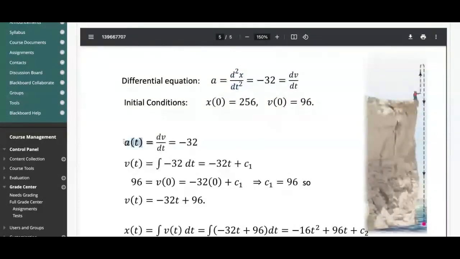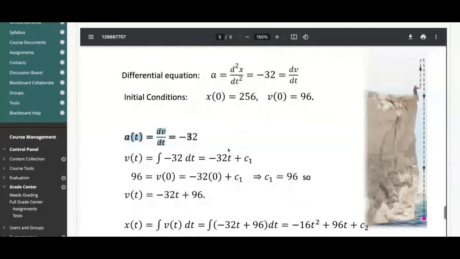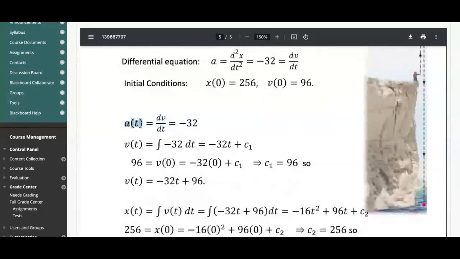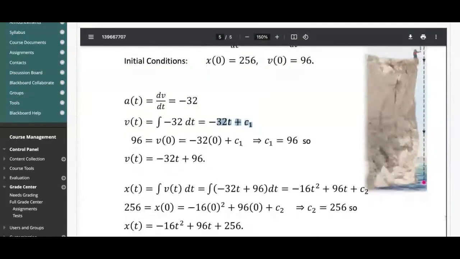So similar to the first example, right? We integrate a of t, we get v of t. We integrate negative 32, we get negative 32t plus a constant. Then we use the initial condition of v of 0 equals 96 to solve for the constant. The constant is 96. Then we plug into the velocity function.